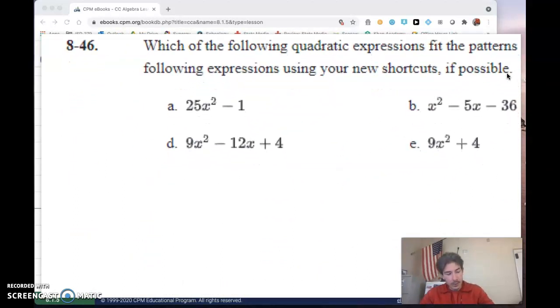So real quick, I'm just going to copy down A. I've got 25x squared minus 1. Now check this out. I've got 25, that's a perfect square because 5 squared is 25. My x is squared, right? That's also a perfect square. The constant and the x squared term are being subtracted, right? So that's important. It's a difference.